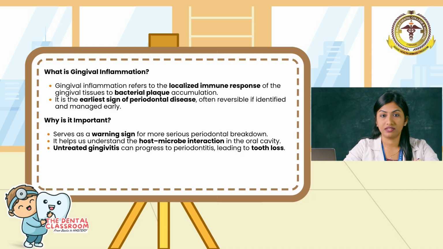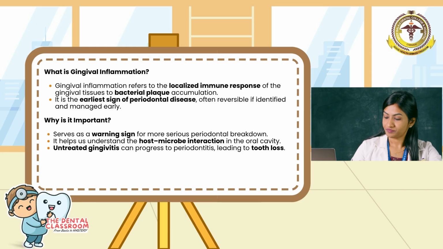And why is this important? This serves as a warning sign and it helps us to understand the host microbial interactions. Here the host tissues are our periodontal tissues and the microbial interaction is with the bacterial plaque accumulation. These two interactions help us to understand the inflammatory pathways of the gingiva. And if this gingivitis condition is untreated, it can lead to a more serious form of periodontal disease called periodontitis, that is the breakdown of periodontal structures leading to tooth loss and bone loss.